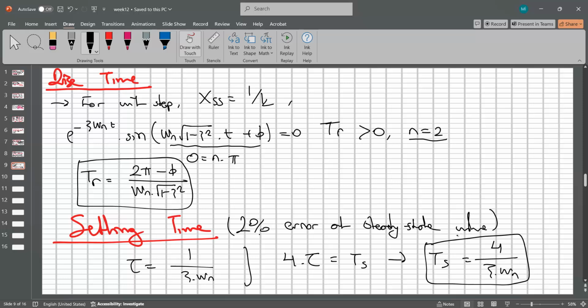These parameters are critical. And if we know how we can utilize these values, we can identify or model our system based on what? The zeta times Wn. This is called system identification.